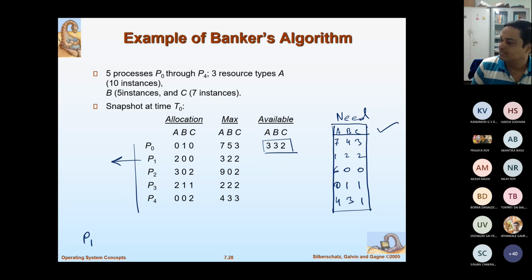Once you allow P1 to be executed, definitely after a finite amount of time, P1 will be completed. And once P1 completes, it will release all its resources, A, B, and C, occupied by P1. And that will be added where? Sir, available. Good. That will be added in the available matrix.